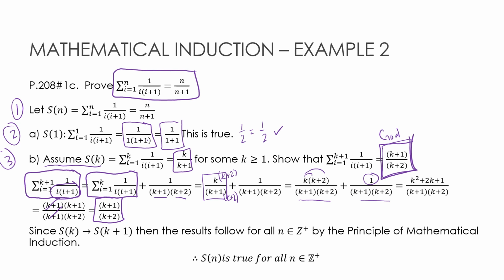Step 4 says, hey, look, I did it. Because I showed that assuming S of k is true, then S of k plus 1 is true. Then it follows for all n that belongs to Z plus, or all of the positive integers. Therefore, it's true for all of the n's.